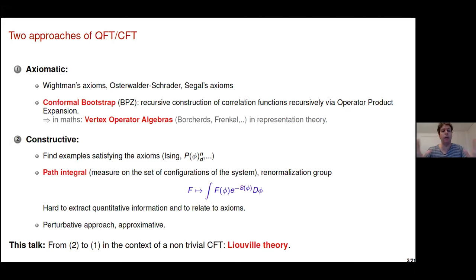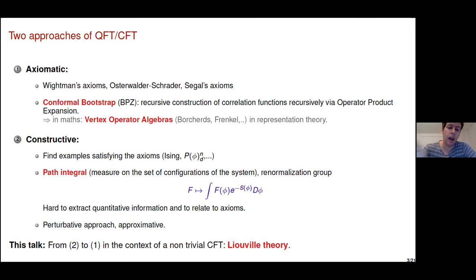So this talk is about what? It's about explaining what is Liouville field theory in the path integral. How do we construct this object actually? And then how do we relate it and show that it's the same thing as the conformal bootstrap? So the first thing I'm going to do in this talk is explain what is this conformal bootstrap approach to Liouville.